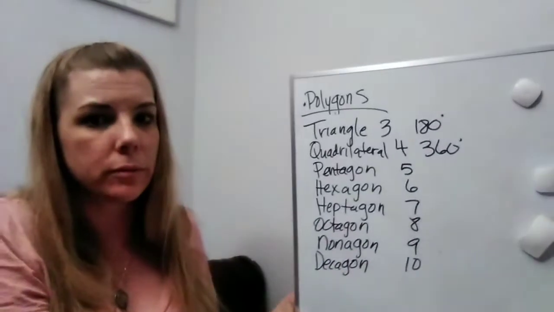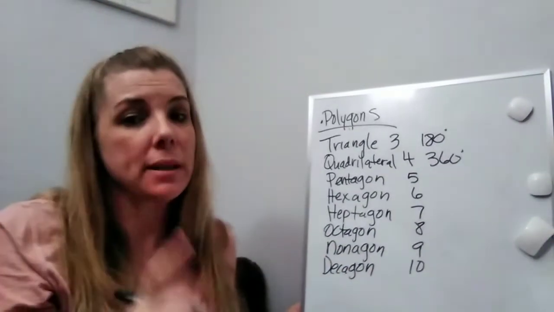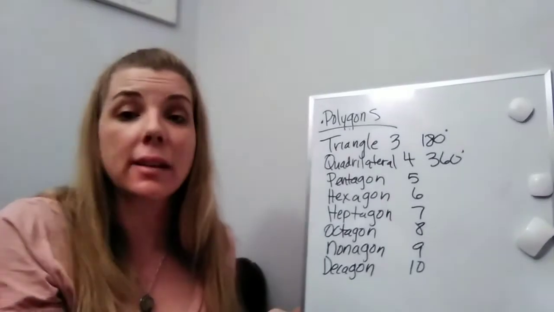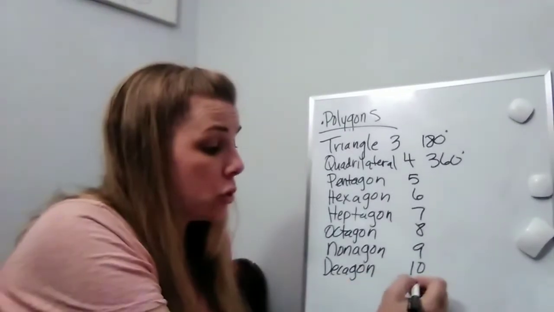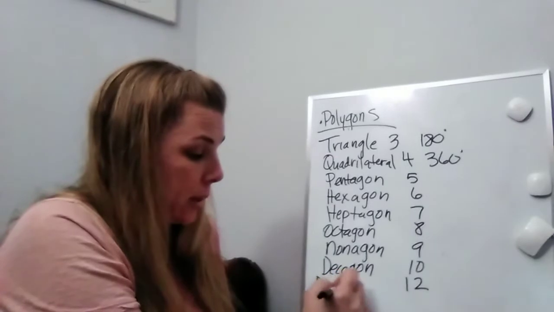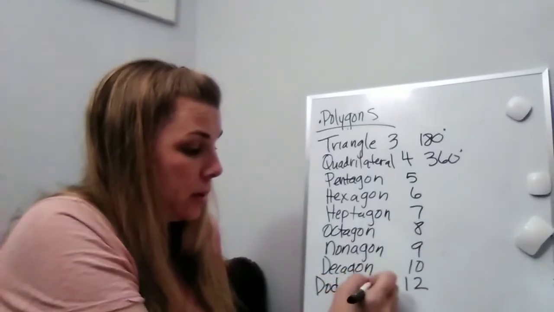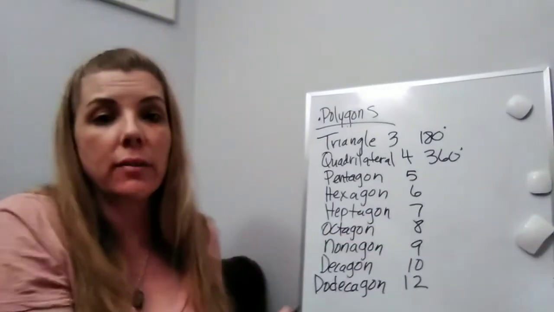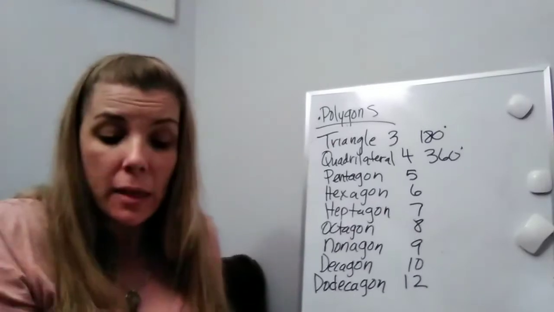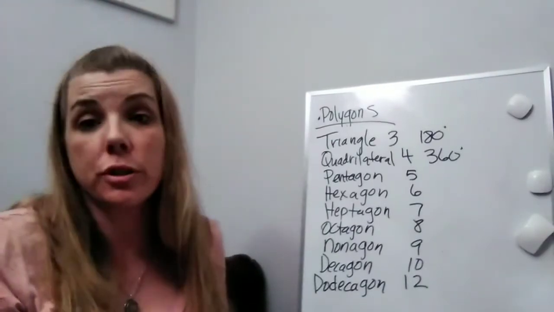Okay, 11 is the one that doesn't have a special name, and 12 is the last one with a special name. So 12 is a dodecagon. Now we want to fill in the rest of these numbers here. There's a special formula that you can use to do that.